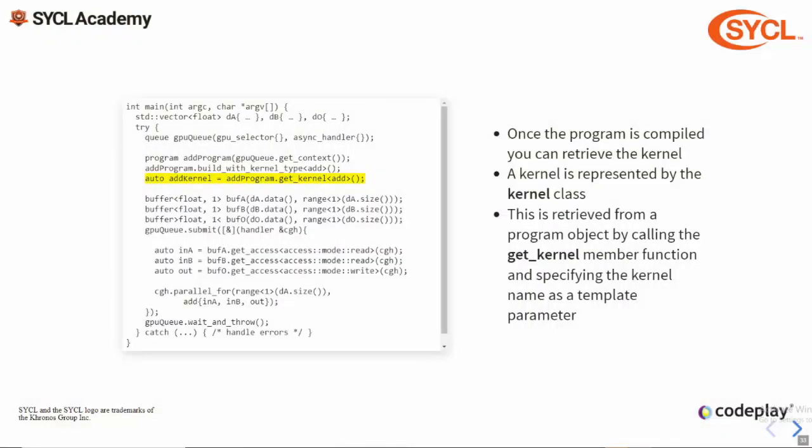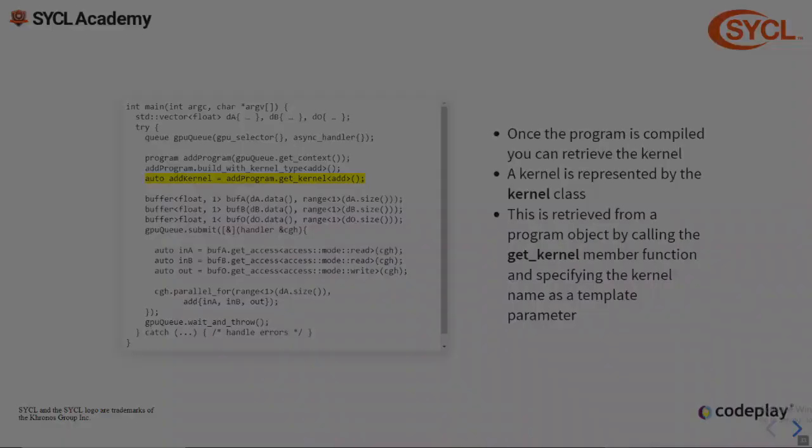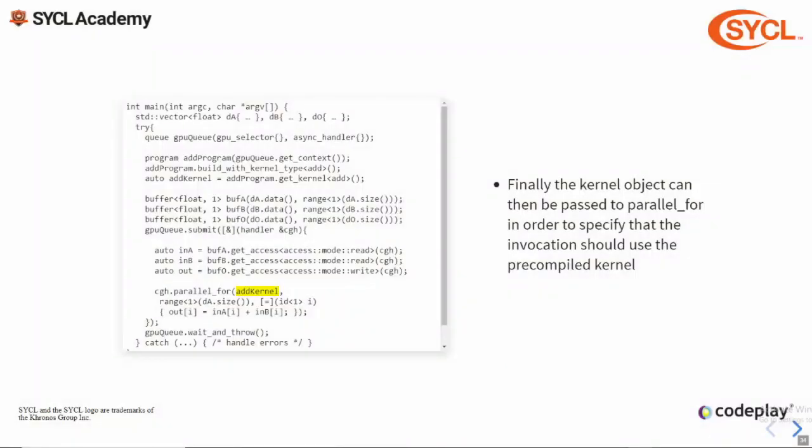Now that the program is compiled, we have to retrieve the kernel itself. We do this by calling the getKernelMember function of the program object. Again, we specify the kernel name as a template parameter. This returns us a kernel object representing the specific kernel we want to enqueue. Finally, we call parallel for as normal, except now we pass in the kernel object as an additional parameter to instruct the runtime to use that instead of implicitly compiling one itself. We still need to define the kernel function so that the device compiler can compile it into an intermediate representation. This does feel a bit backwards in the flow of the application, to be compiling the kernel before it's defined, however this is just an effect of the single source compilation.